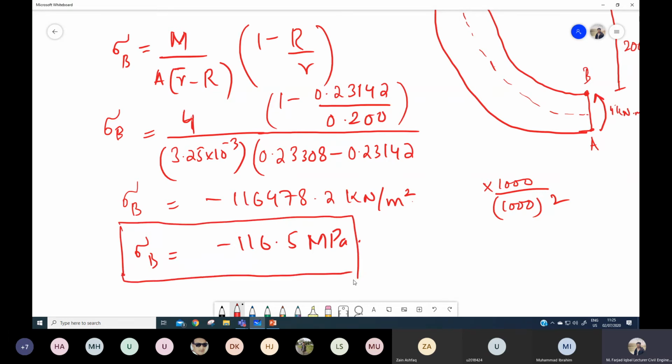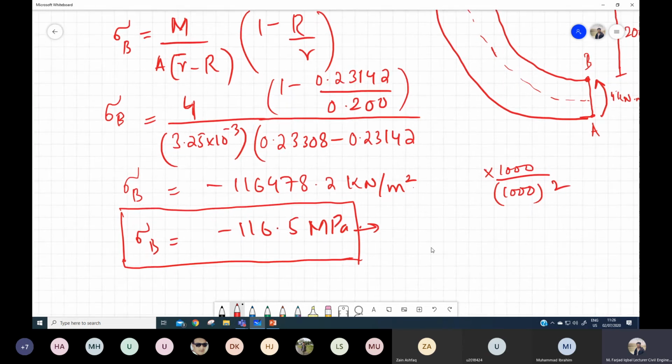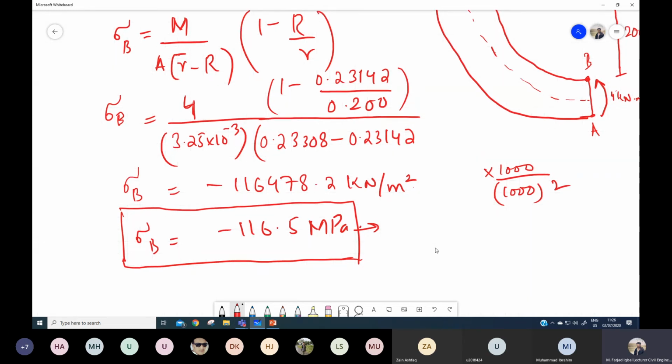From this equation you can see that whenever you get a negative answer, the stresses at that particular point are compressive. And from the moment you can also visualize that these stresses are acting in compression at point B. So let's apply the same formula and calculate the stress at point A. The whole equation remains the same, but at this point we will have 0.280. So what will be the stress at point A?